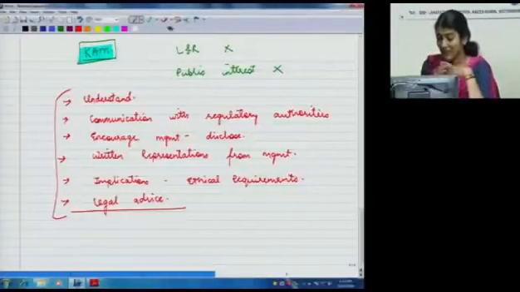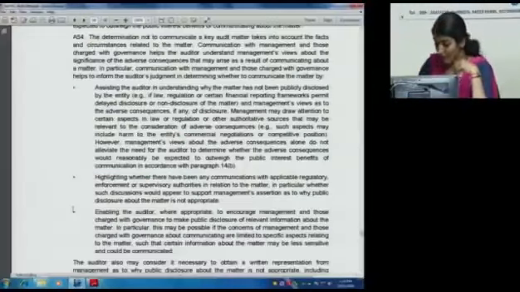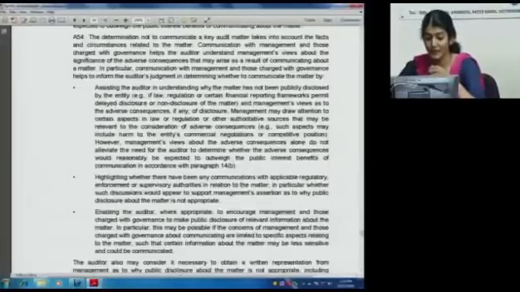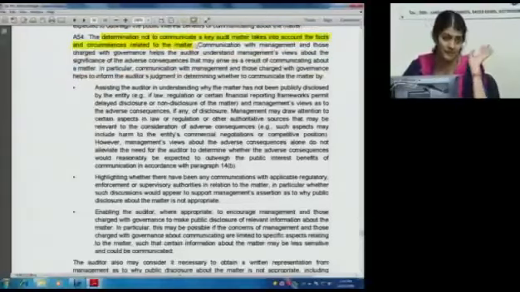You understand? So that we anyways again see it in SA 600. Yes, that's a very important point. So that is what I told you. The determination not to communicate a key audit matter takes into account the facts and circumstances related to the matter. They're telling you, CA, please don't communicate this key audit matter.